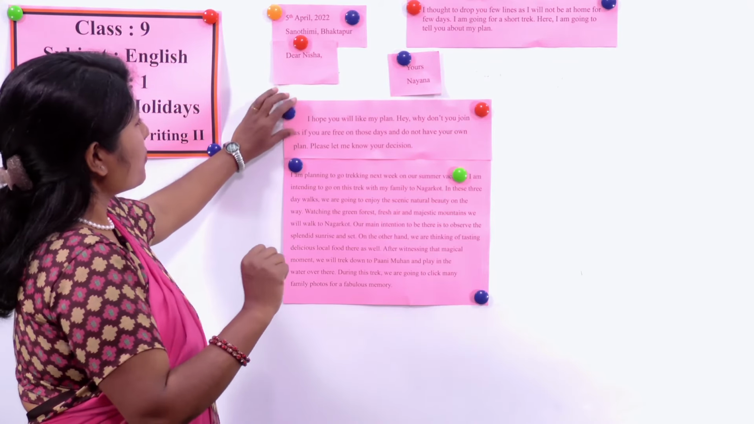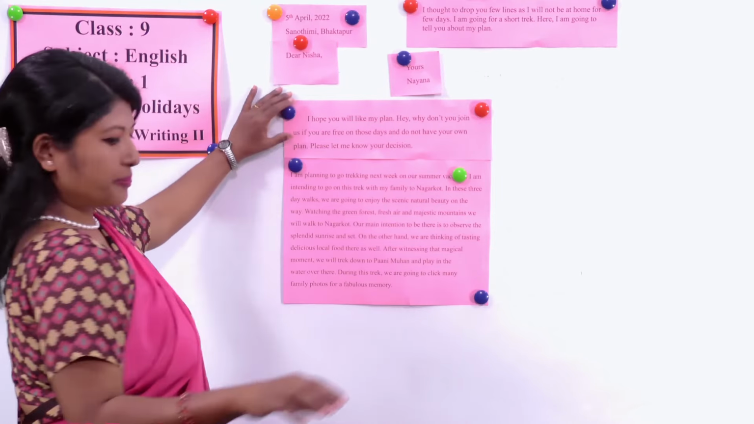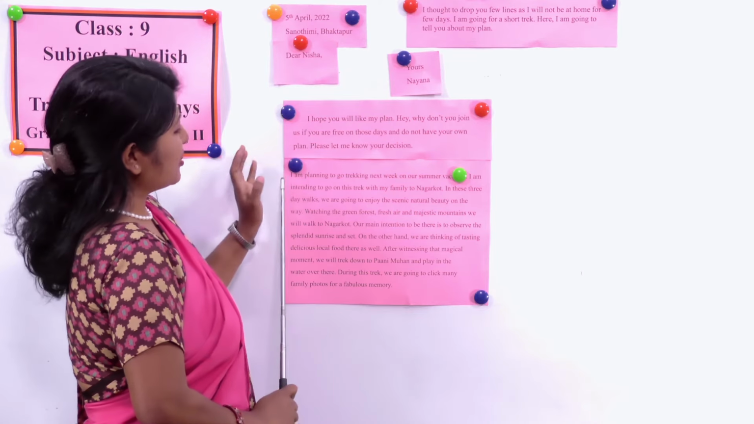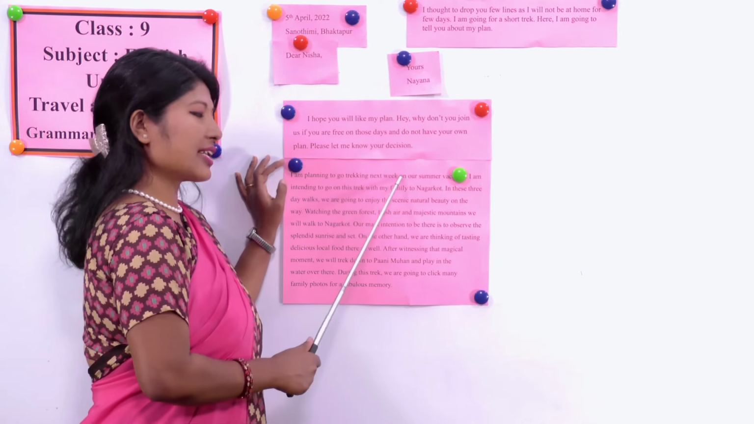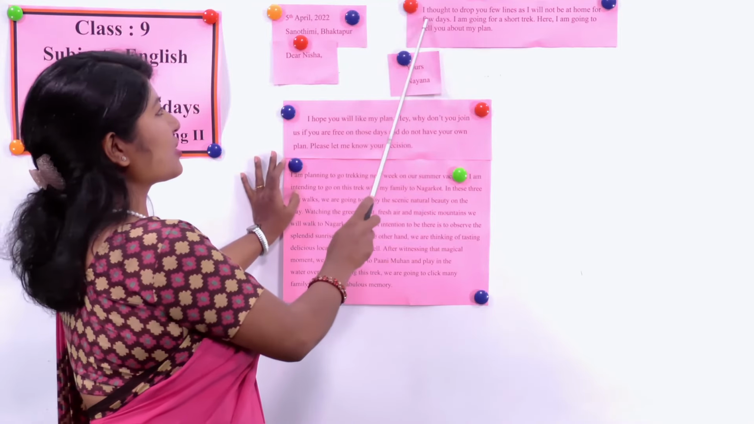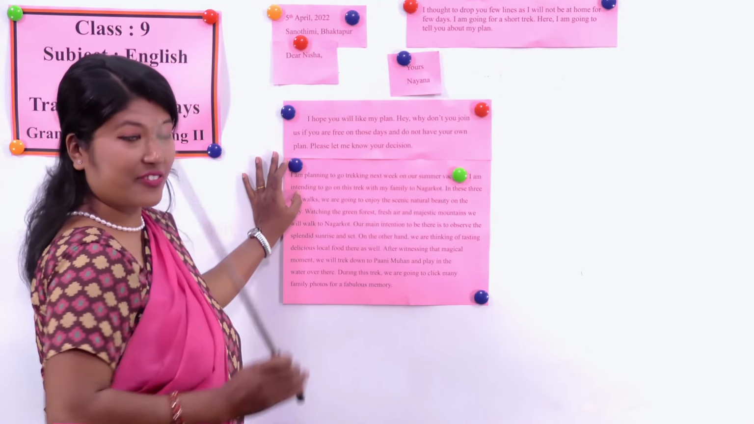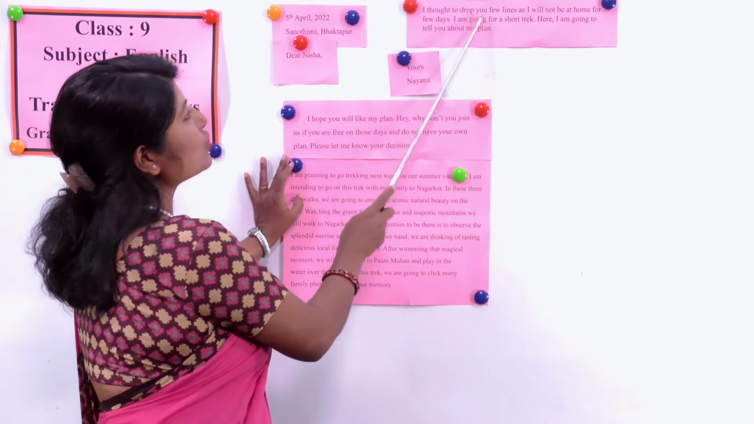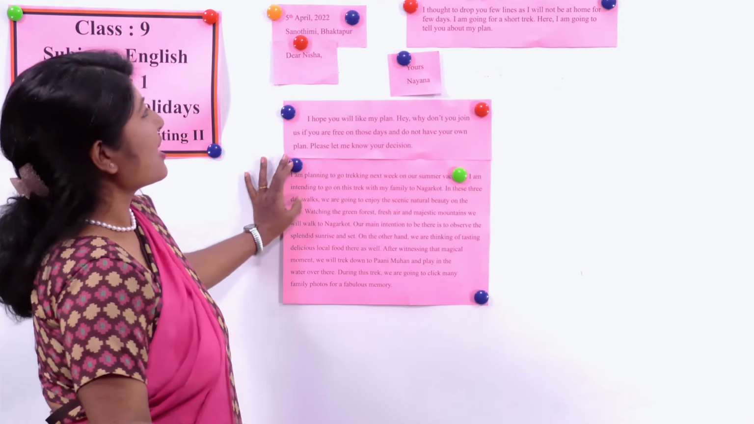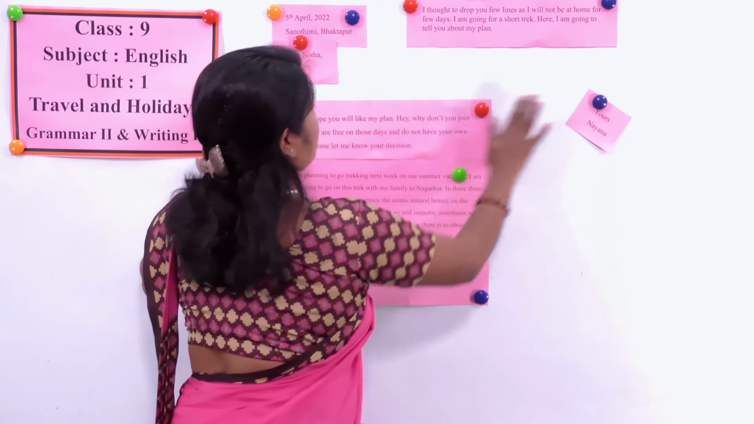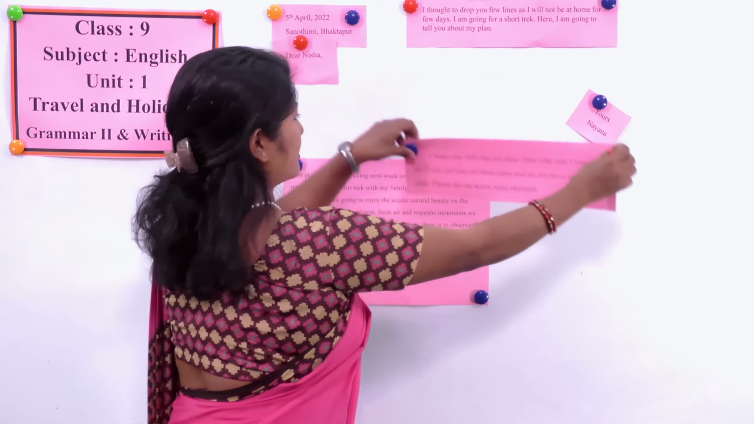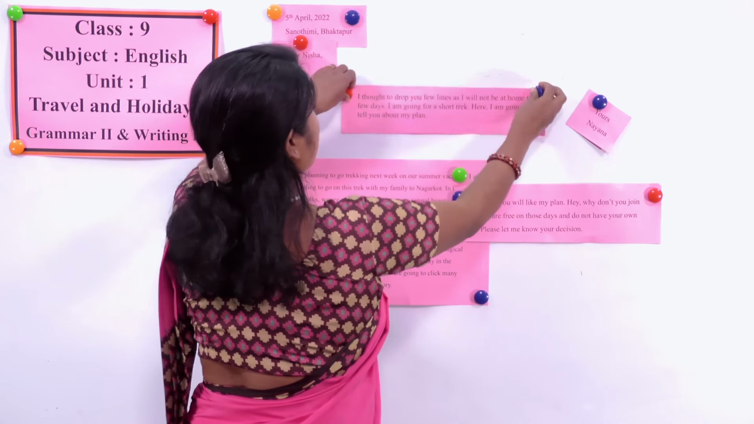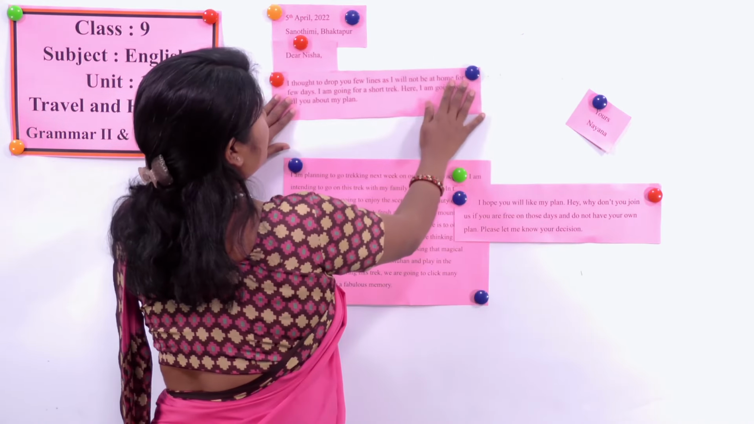So what could be the opening lines? Is it, I hope you will like my plan, or directly we can start with, I am planning to go trekking next week. What could it be? Or, I thought to drop you few lines. Good. The starting line could be, I thought to drop you few lines, isn't it? So it goes over here. We don't need this. Our starting line is, I thought to drop you few lines.